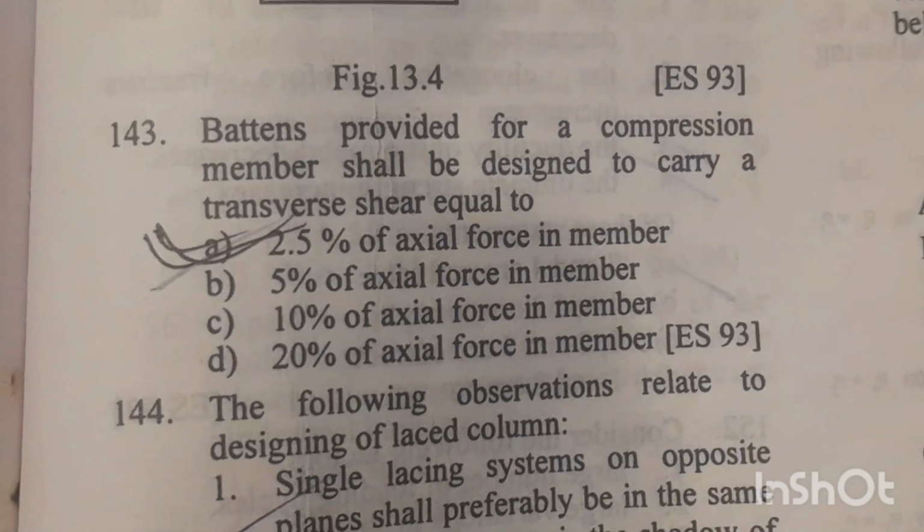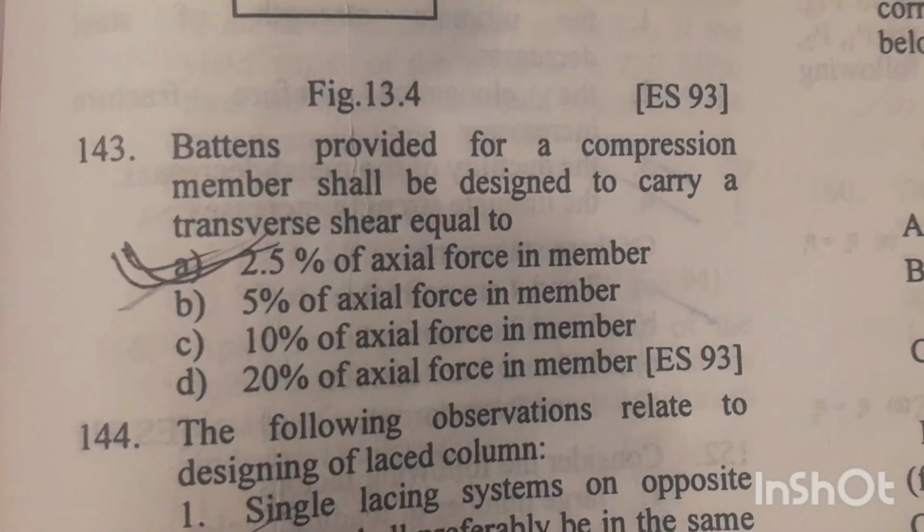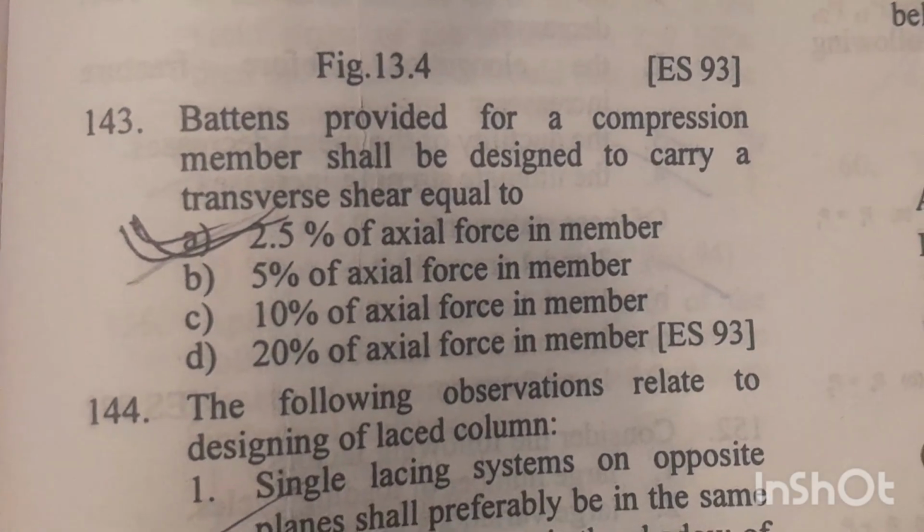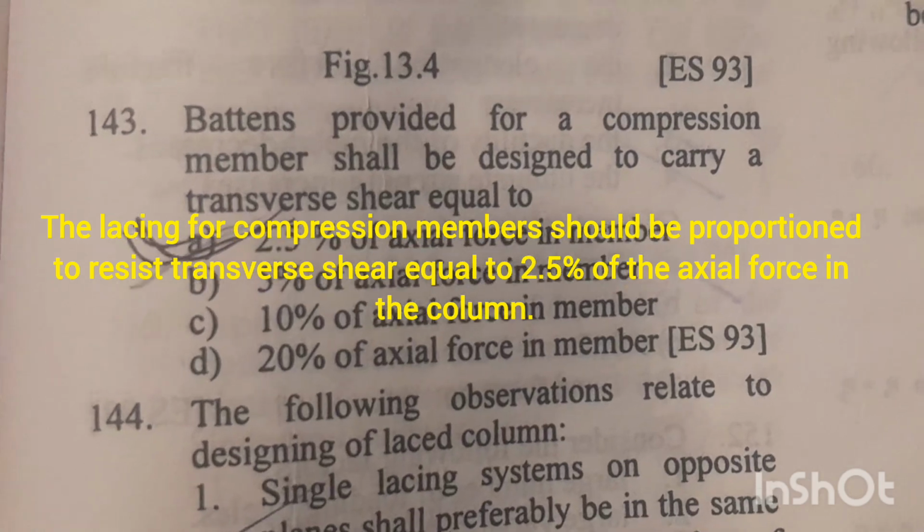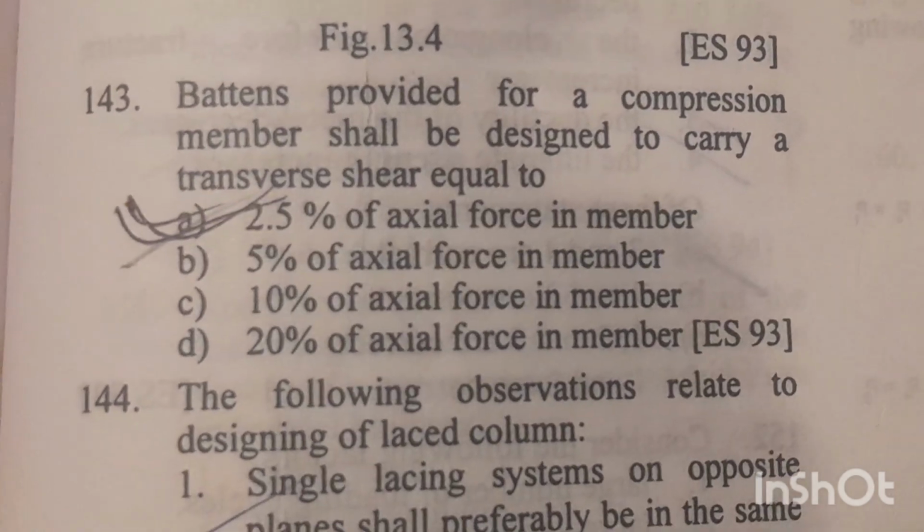Question number 143. Battens provided for a compression member shall be designed to carry a transverse shear equal to 2.5% of the axial force in the member. Option A is the right answer.